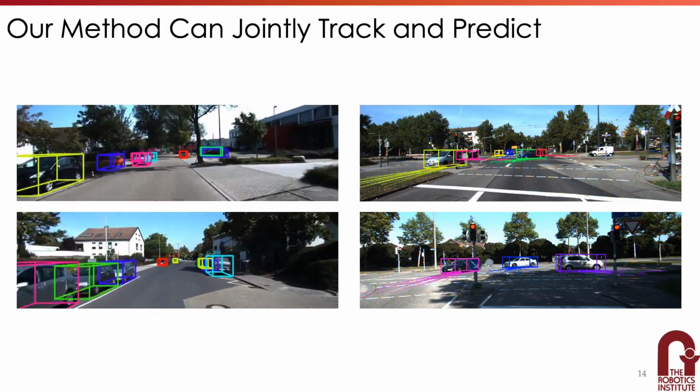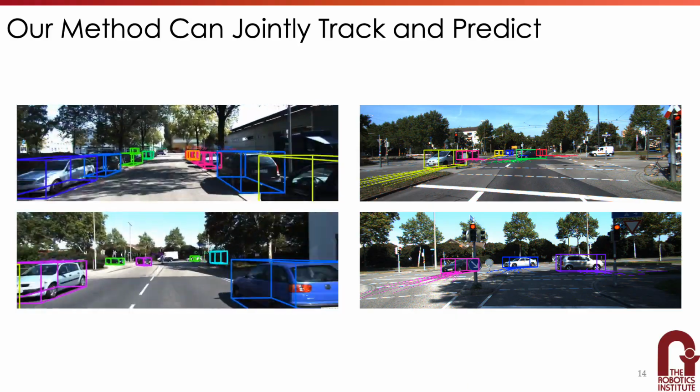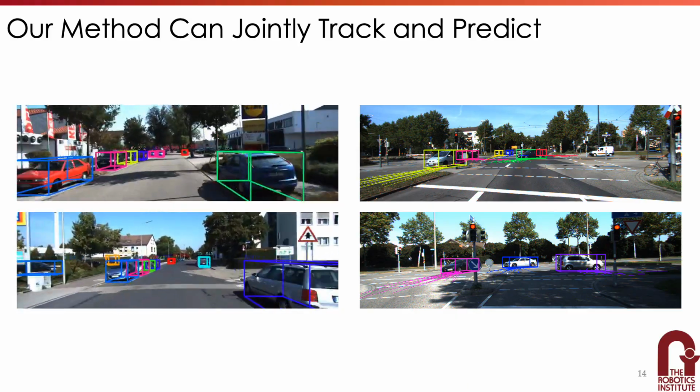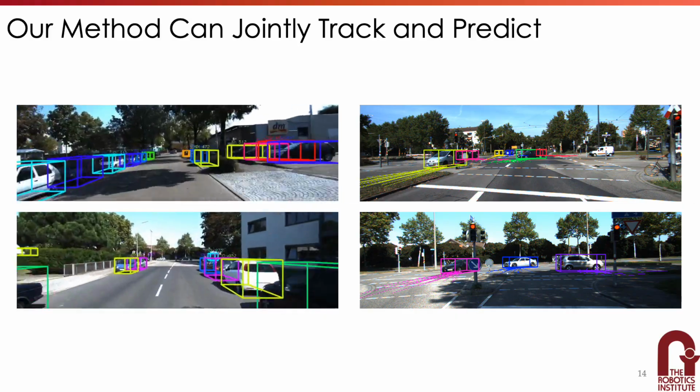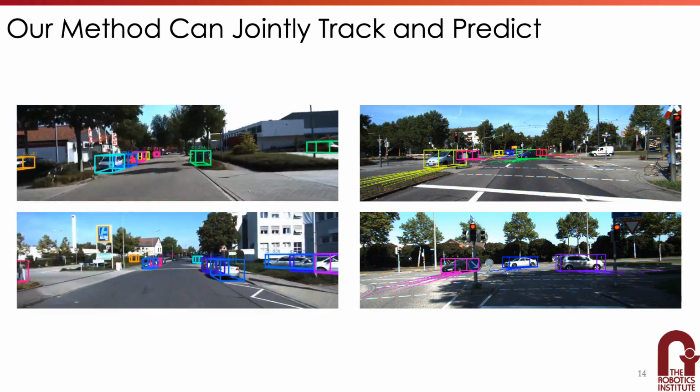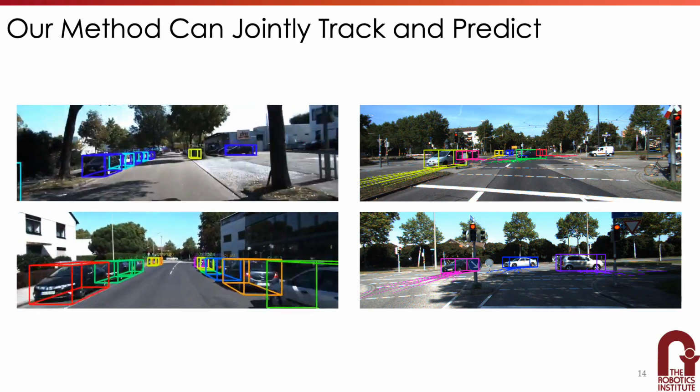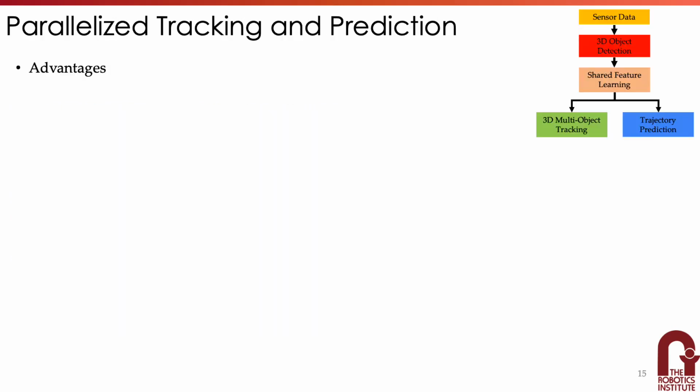Here we show some of the results, demonstrating that our method can jointly track and predict object trajectories. Okay, so we have talked about the high-level idea of our parallelized pipeline. Now let's take a deeper look at how we do it. First question, what are the advantages of PTP?